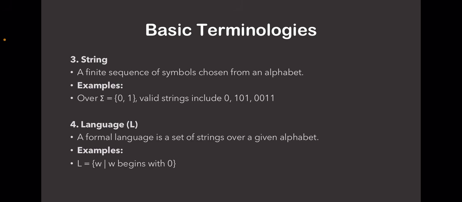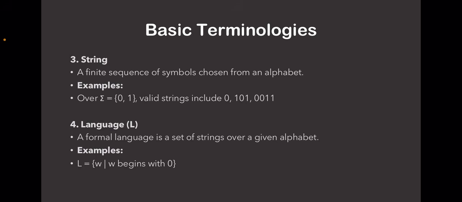Language: a formal language is a set of strings over a given alphabet. An example can be a language of words such that the word begins with 0. Here, word refers to strings. Another name for string is word. So a string that begins with 0 can be 0, 01, 00. All these will be accepted by our language.